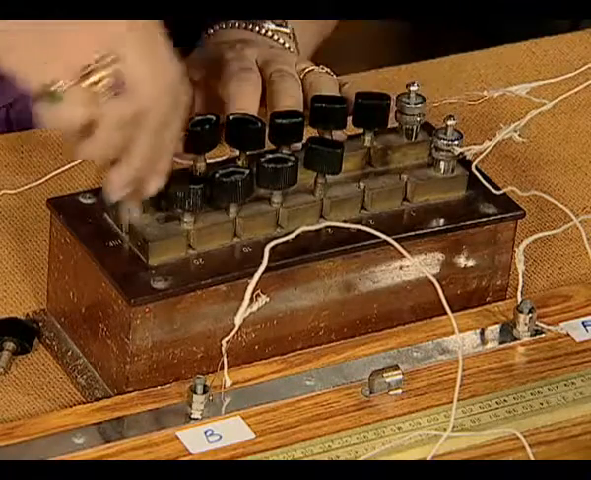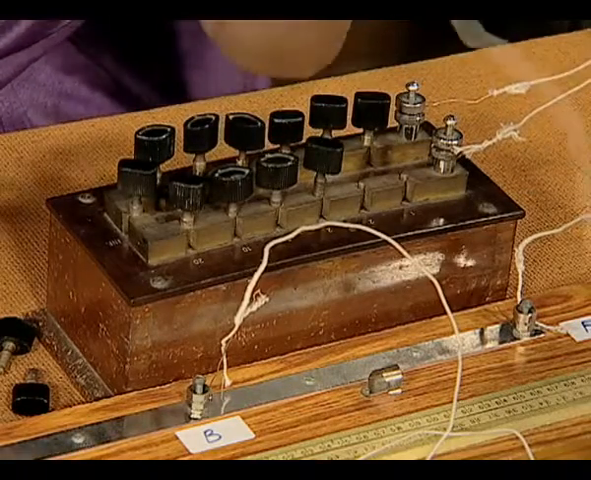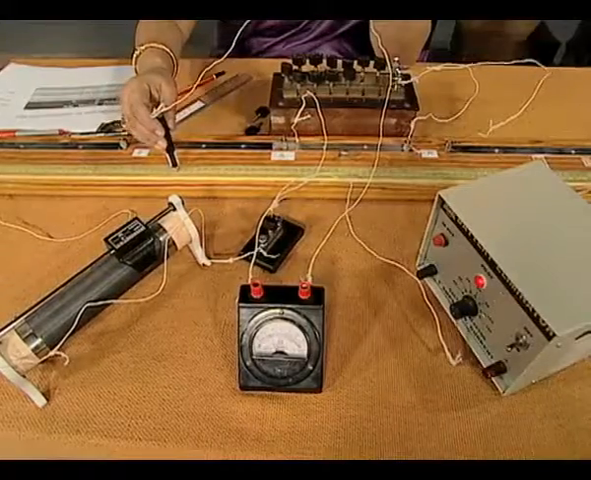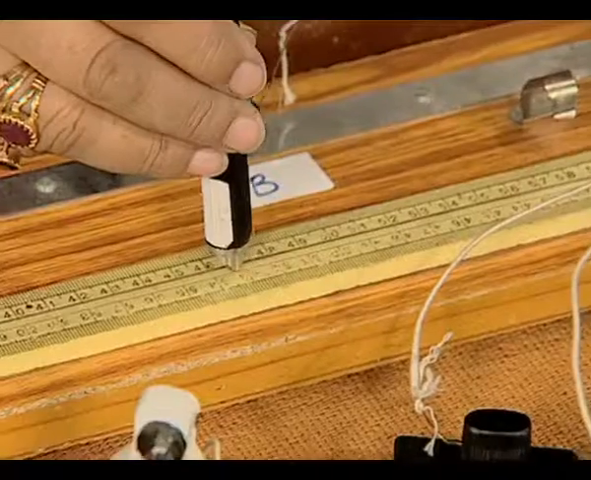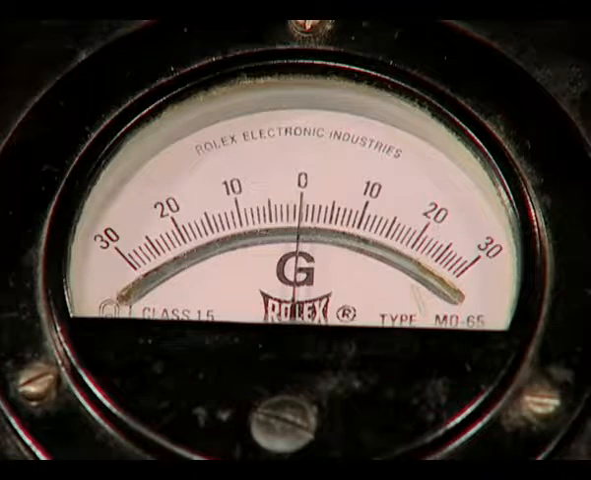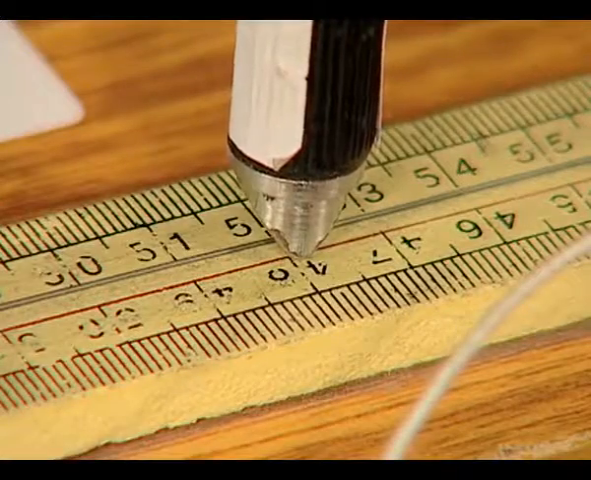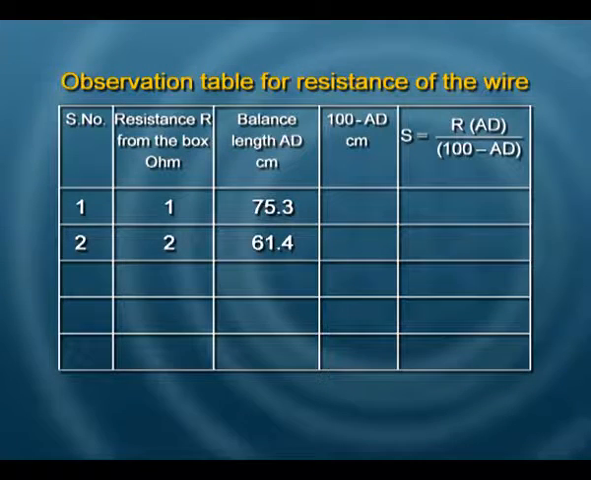Now, we make this resistance box with 3 ohms. Again repeat the experiment, looking for a balance length by moving the jockey and watching the galvanometer carefully. So, the reading now is 52 and the deflection in the galvanometer is 0. So, this is my balance length. Make note of that. With 3 ohms in the resistance box, 52 is my balance length.